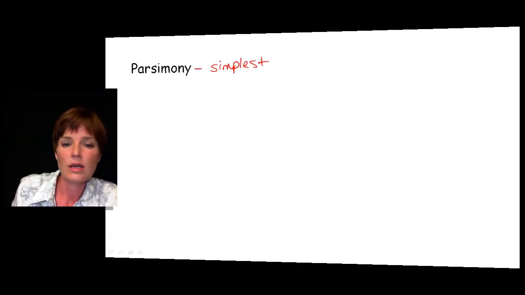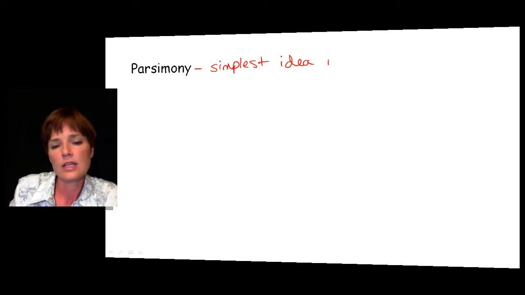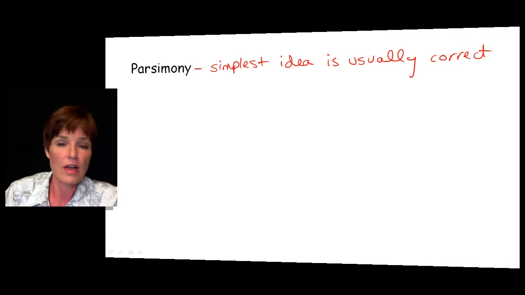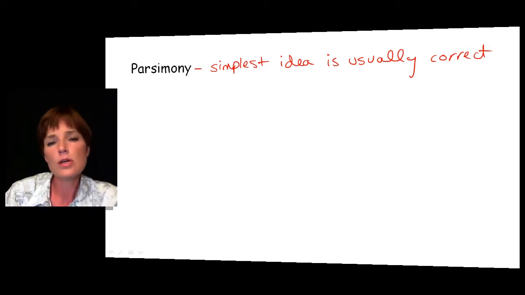When the cladograms are put together, the idea of parsimony is very important. And what parsimony means is that the simplest idea is usually correct. So this means that the tree that would involve the least number of evolutionary changes is most likely to be the correct evolutionary tree.